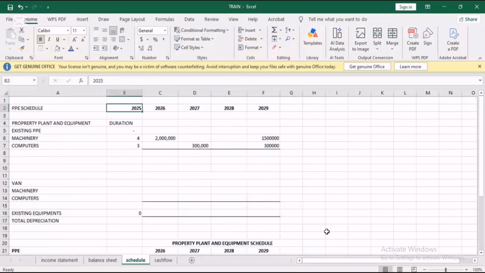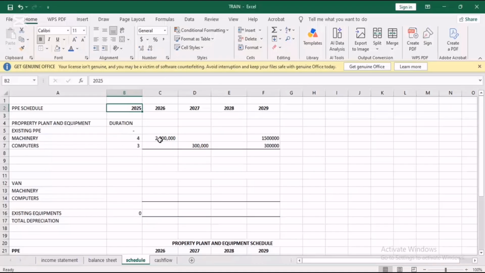The fixed assets the business is proposing or projecting to acquire in the period. So right up here, the first thing we have on the schedule sheet is property, plant and equipment. So the items listed are machinery and computer. These are the projections for the first year.